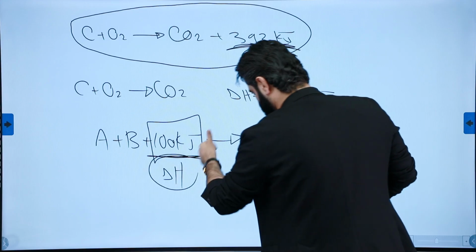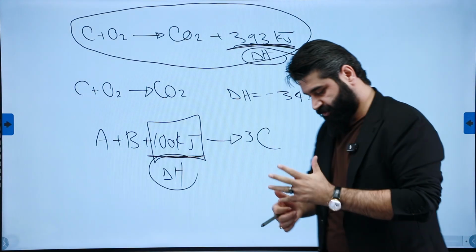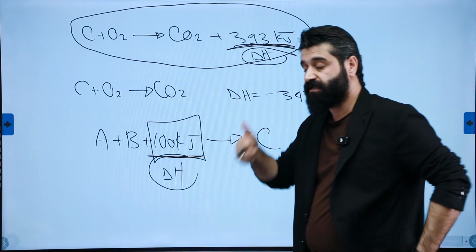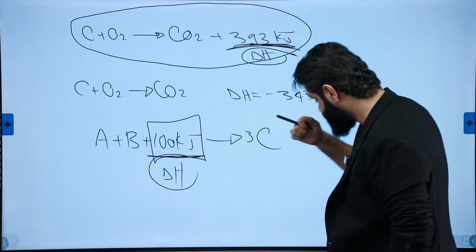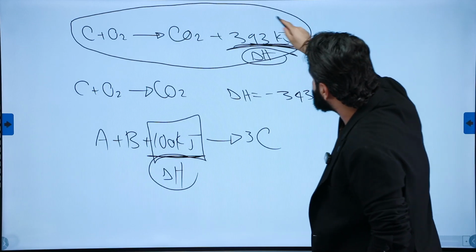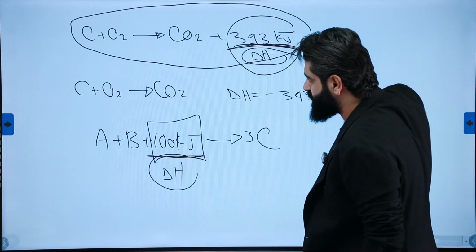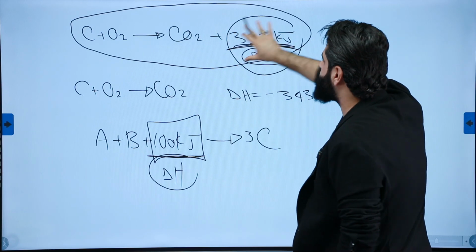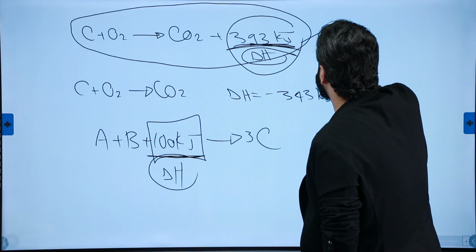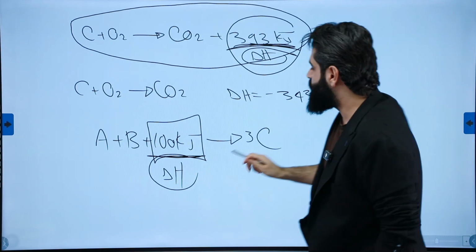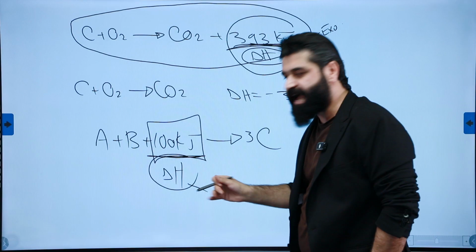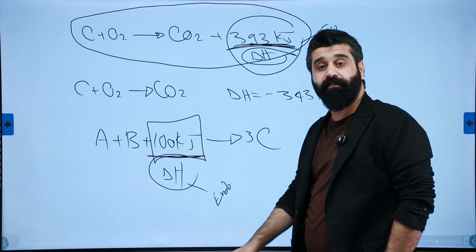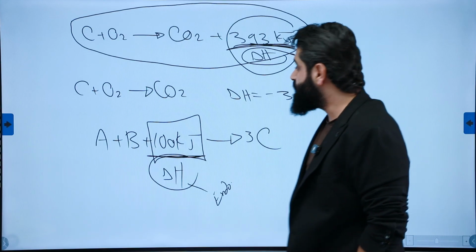Delta H. Energy of reaction, heat of reaction. Now I'm going to write the whole names for delta H. Stay with me. Stay focused, please. If the amount of kilojoule came with the product, this is called exothermic. But if the amount of energy came with the reactants, it must be endothermic. Endothermic.